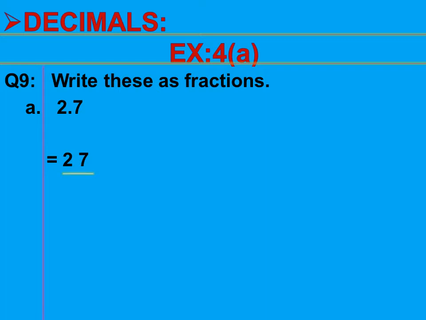Then we will make this line. Now dear students, we will replace this point with 1. And after replacing this point with 1, we will count the digits after this point. In this part, that is part A, 2.7, we have only one digit after this point. So we will simply put 10. After writing it in this manner, we will get the given decimal number as a fraction, that is 27/10, which is our required answer.